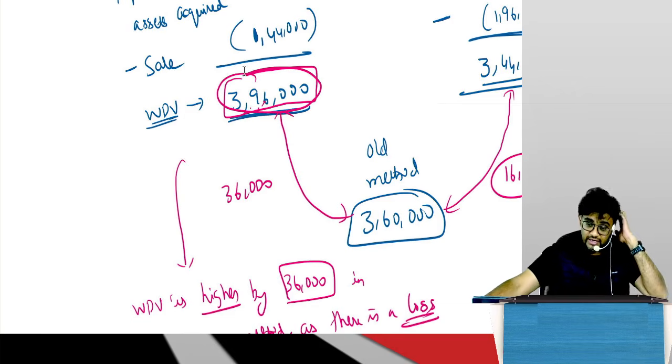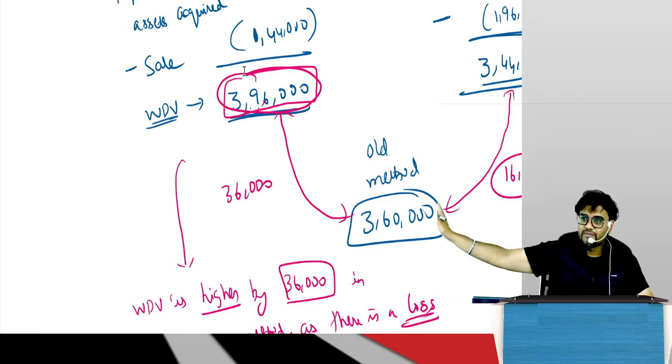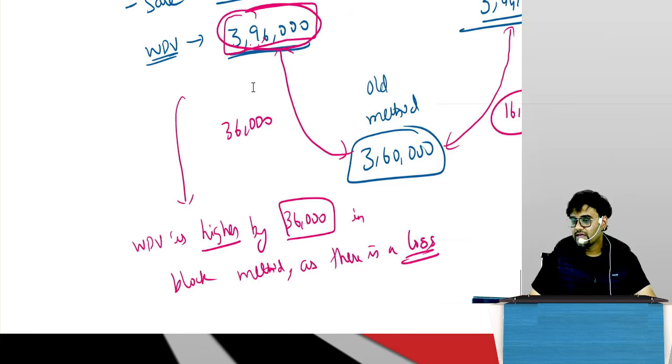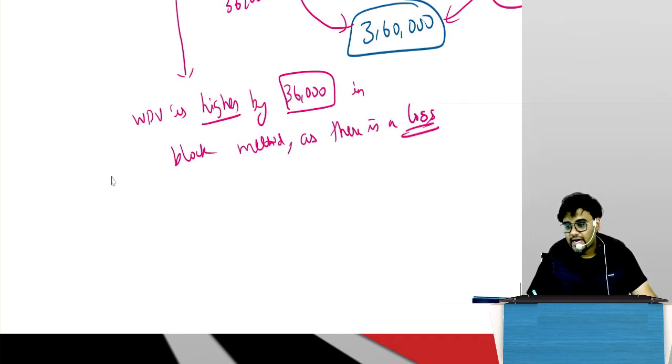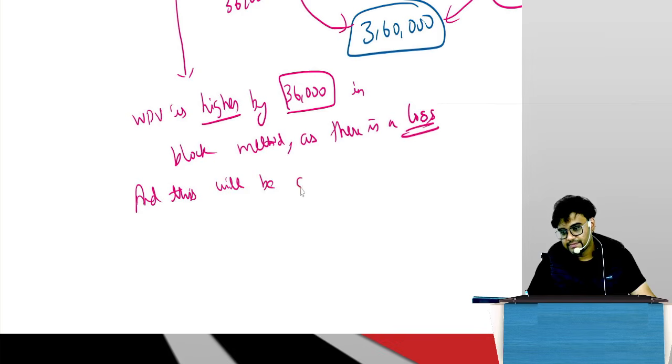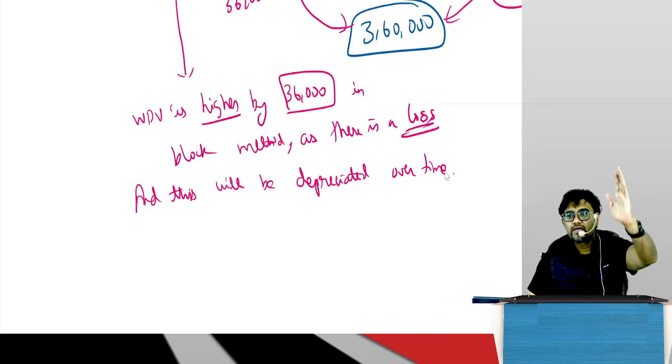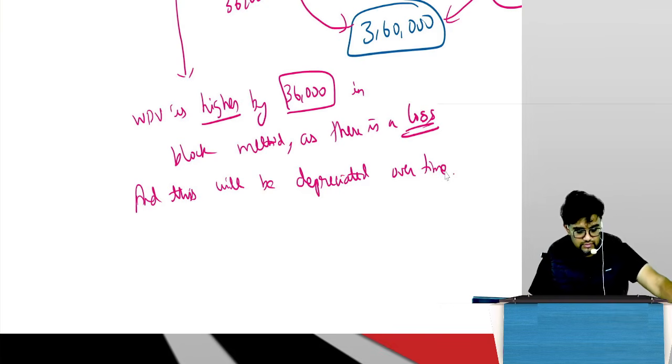So the guy who introduced this, a full love failure has happened for him, guaranteed. That's why he introduced the block method. Understood? So WDV is higher by what? 36,000 in the block method, as there is a loss. And this will be depreciated over time. Slowly every year some amount will keep on getting reduced and then it will close.